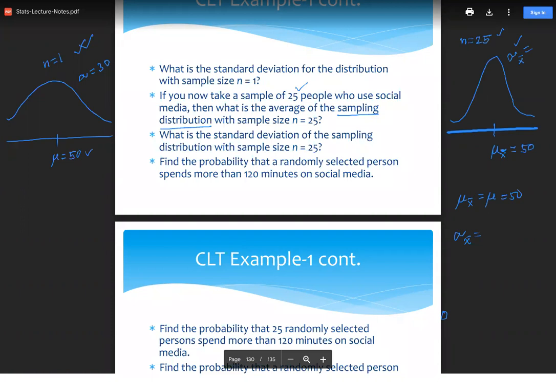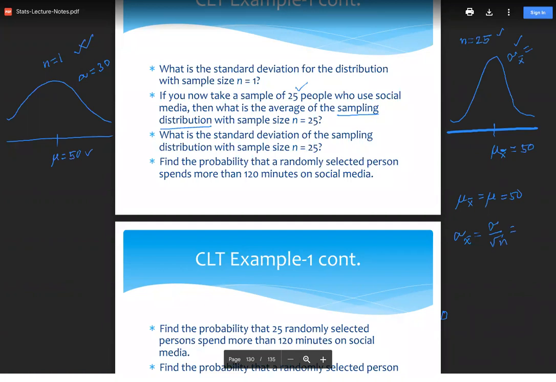Sigma sub x bar, that's what I'm looking for. Wasn't it 30 divided by the square root of 25, which would equal 6? Perfecto. Thank you very much. See, participate. That's exactly what it is. Remember, the central limit theorem tells you sigma sub x bar is equal to sigma divided by the square root of n, right?